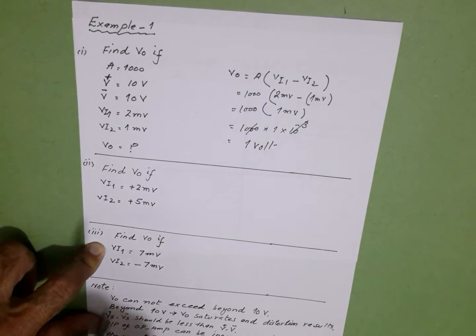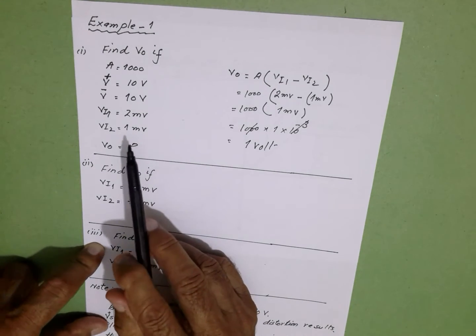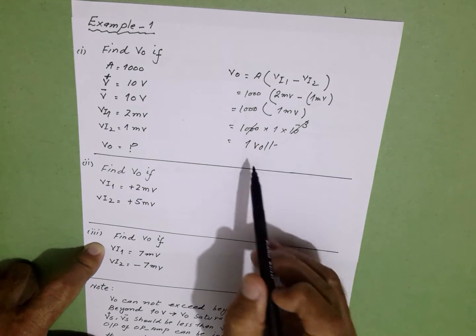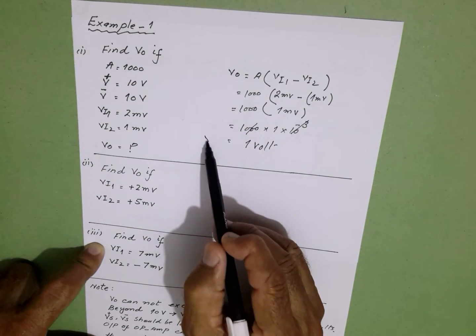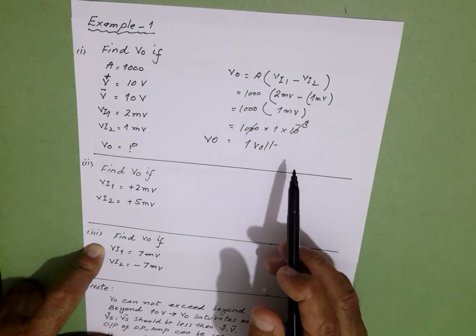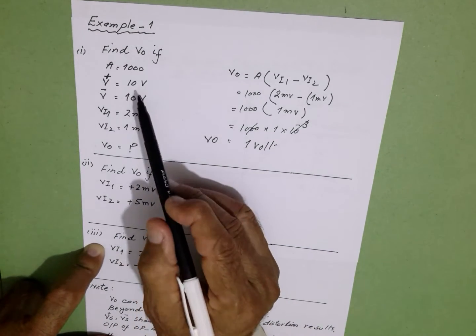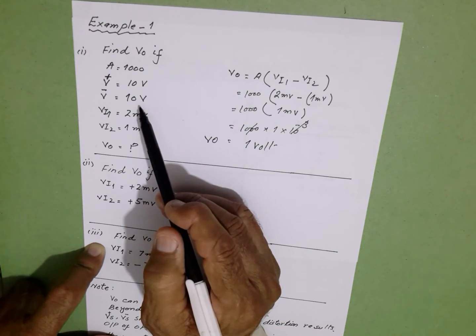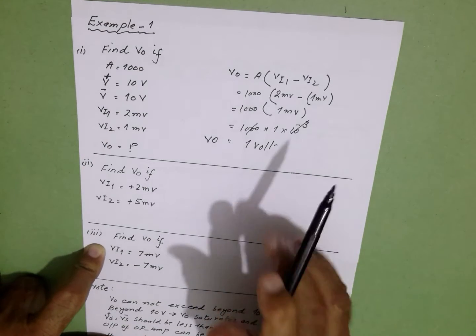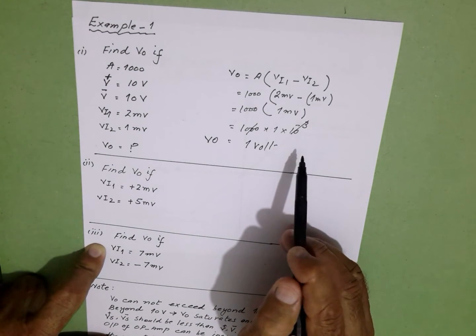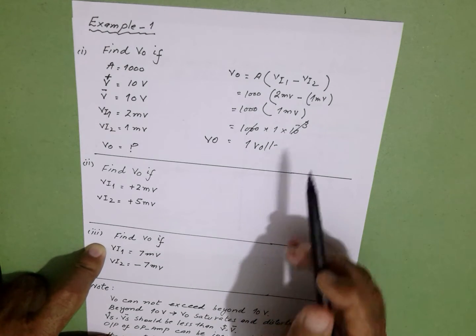When you apply 2 millivolt and 1 millivolt at the input, the output is amplified 1000 times and you get 1 volt. And see that it is well below the range of the DC power supplies, within the limits, far below the limits, and the operational amplifier will operate satisfactorily. There is no question of saturation.